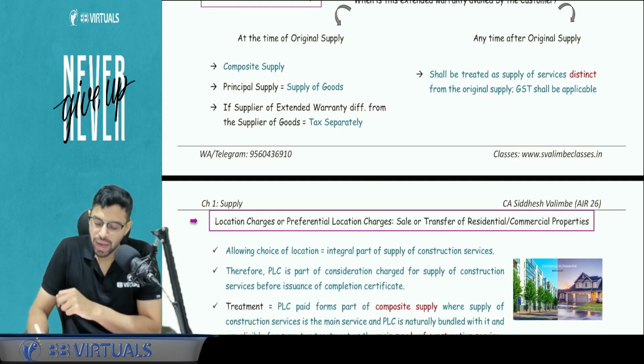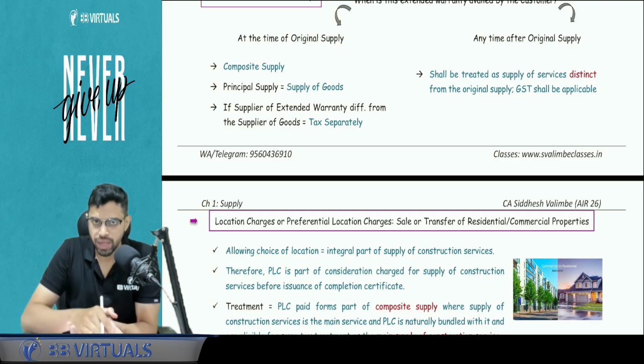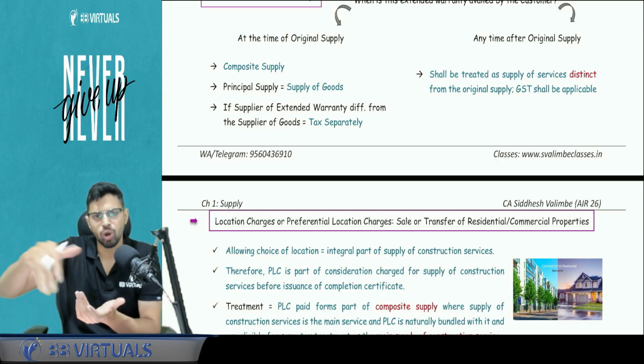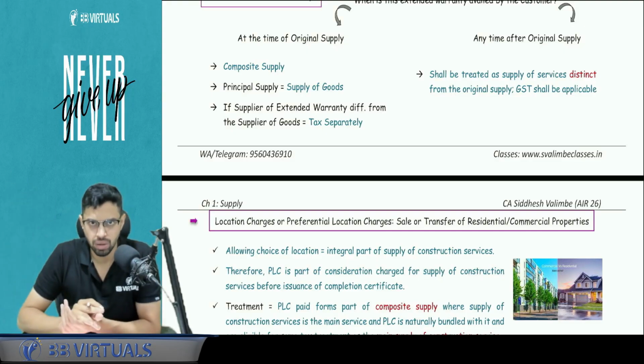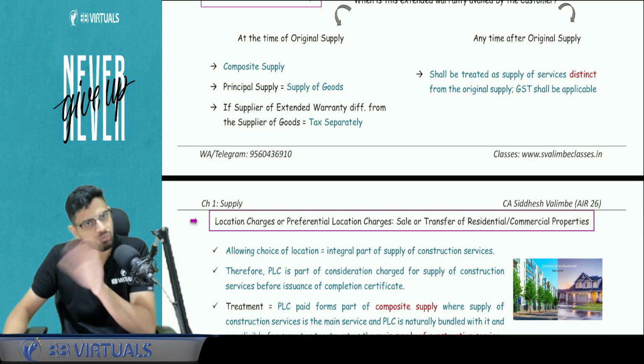But if you buy at any time after the original supply, you bought the goods today and you buy the warranty tomorrow or the day after tomorrow, basically after the original supply, then that will obviously be taxed separately.